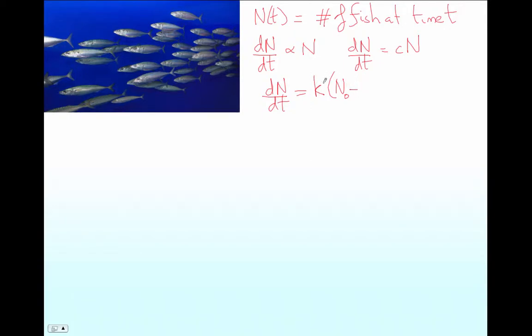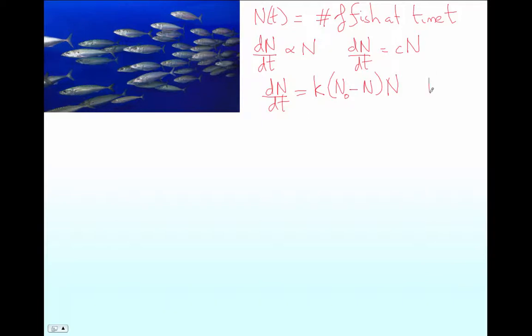We'll have to determine what k and n0 are empirically, that is, from experiment. And I'm going to now hypothesize this equation. You see that dn by dt will increase as n increases, but then when n comes close to n0, then dn by dt will go to 0, and so the number of fish will level off.